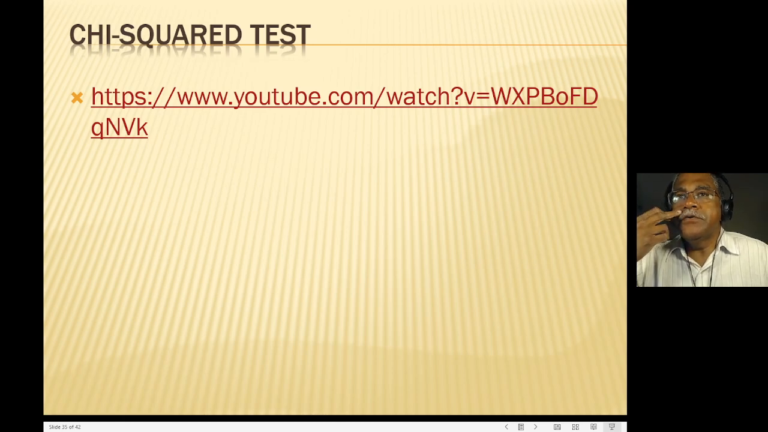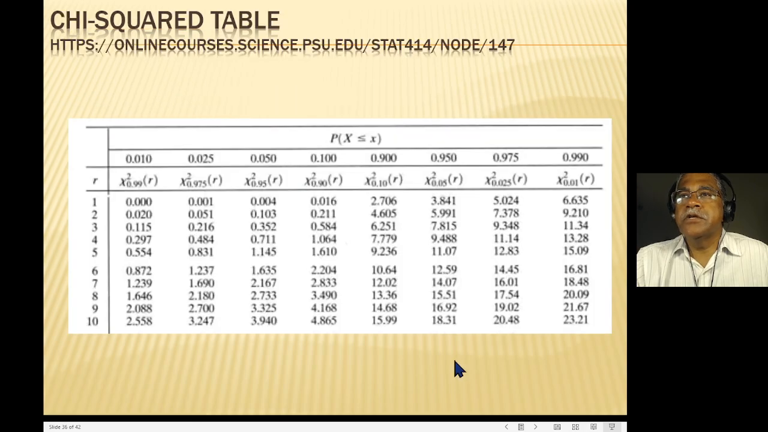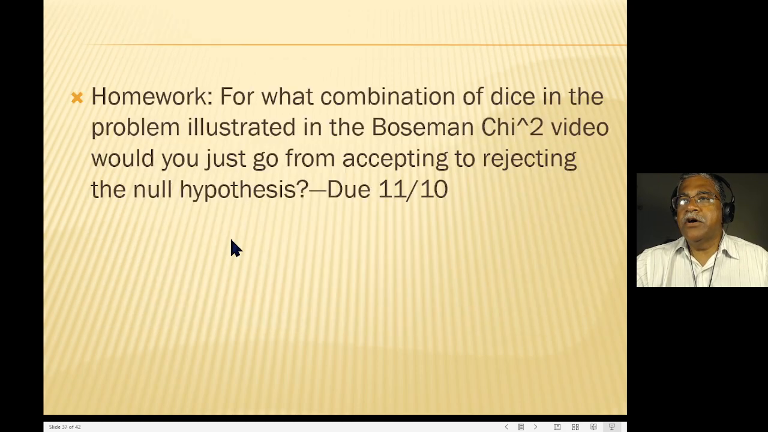So as you can see, the video is very good, very useful. Now this is the chi-square table, right? Again, you can get a chi-square table anywhere, so this is not an issue. But you can use the chi-square table to get to that point where you can reject.